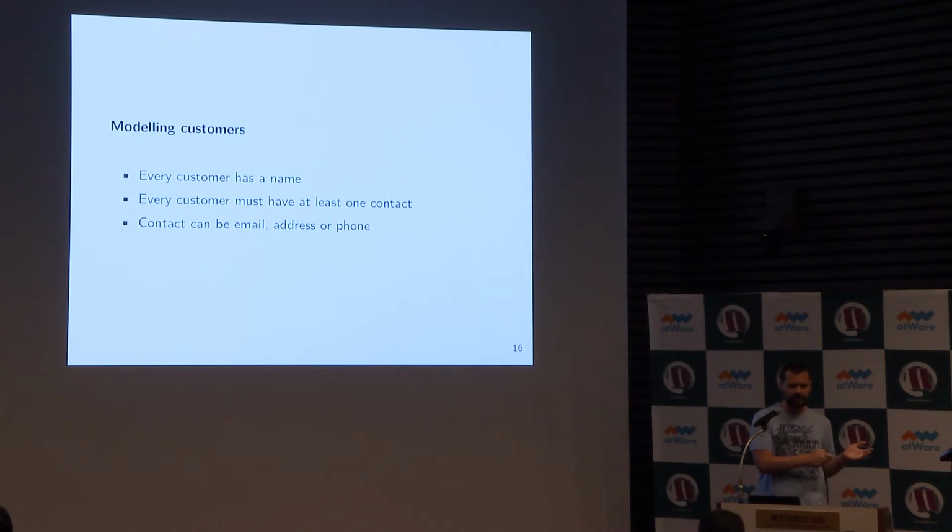As an example, let's try to create a model of a customer. We have three requirements. One requirement, the customer has a name. Another requirement is that each customer must have at least one contact. And we also say what is a contact. It's either email, address, or phone. So the invariant is, for example, that each customer has at least one contact. This is something you can rely on during the whole program.